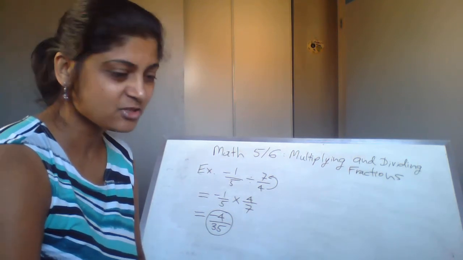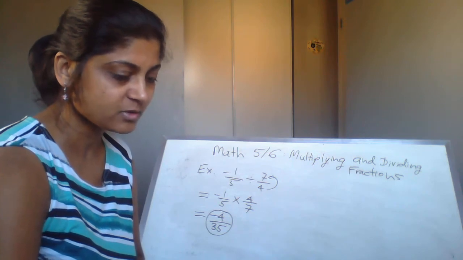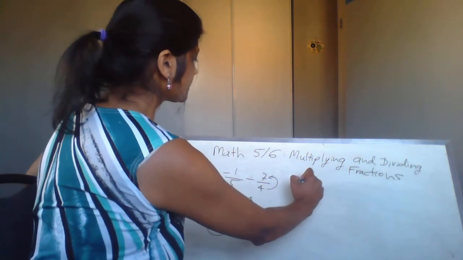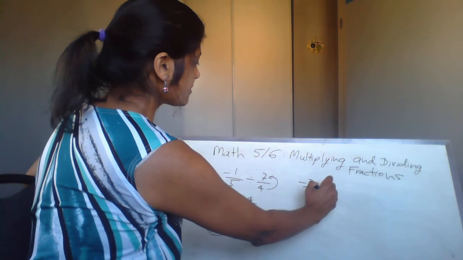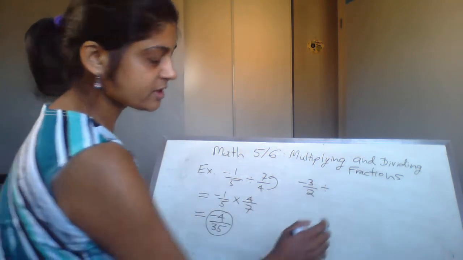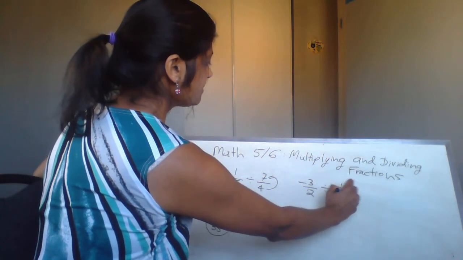All right, so let's try one more example here. Let's try this one. So I have negative 3 over 2. And then we're going to divide it by negative 10 over 7.